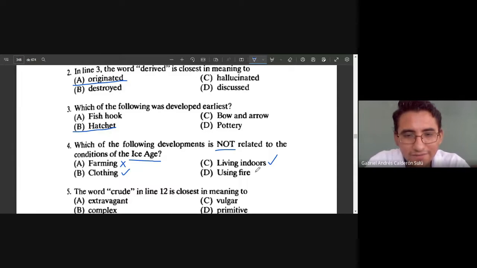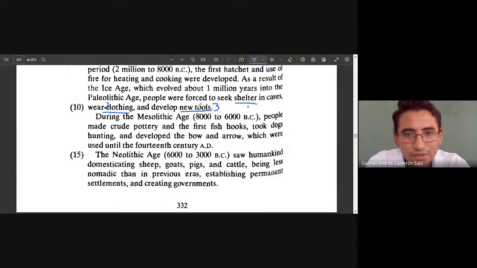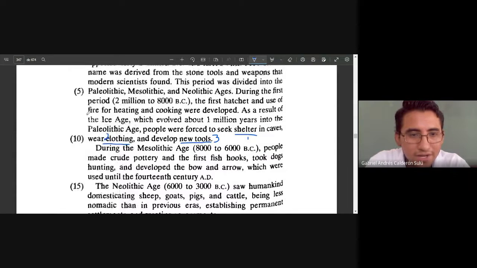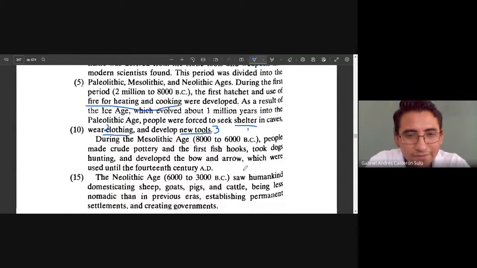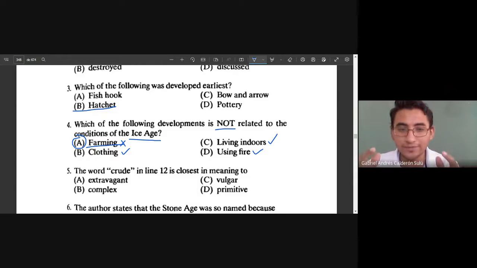Using fire is a tool, no? It is, because it says developing new tools. It says the first hatchet and use of fire for heating and cooking. So yes, using fire is here. So farming is not related to the condition of the ice age. So what we did, we don't look at the options and check. We answer in your own words. That's quicker, otherwise you're going to lose time.